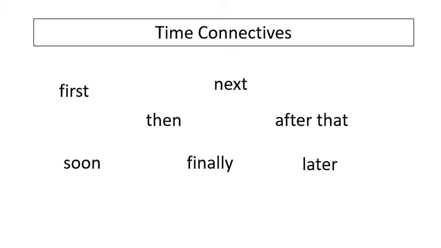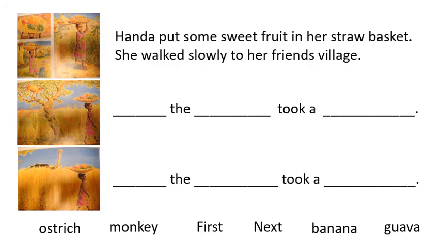Let's see if we can use some of these time connectives in our sentence writing. Here's some pictures of the story in the order that they happened. So this picture is from the beginning of the story, and you might remember we did some sentence writing earlier. Let's have a read of the sentence. Handa put some sweet fruit in her straw basket. She walked slowly to her friend's village. So that was the beginning of our story.